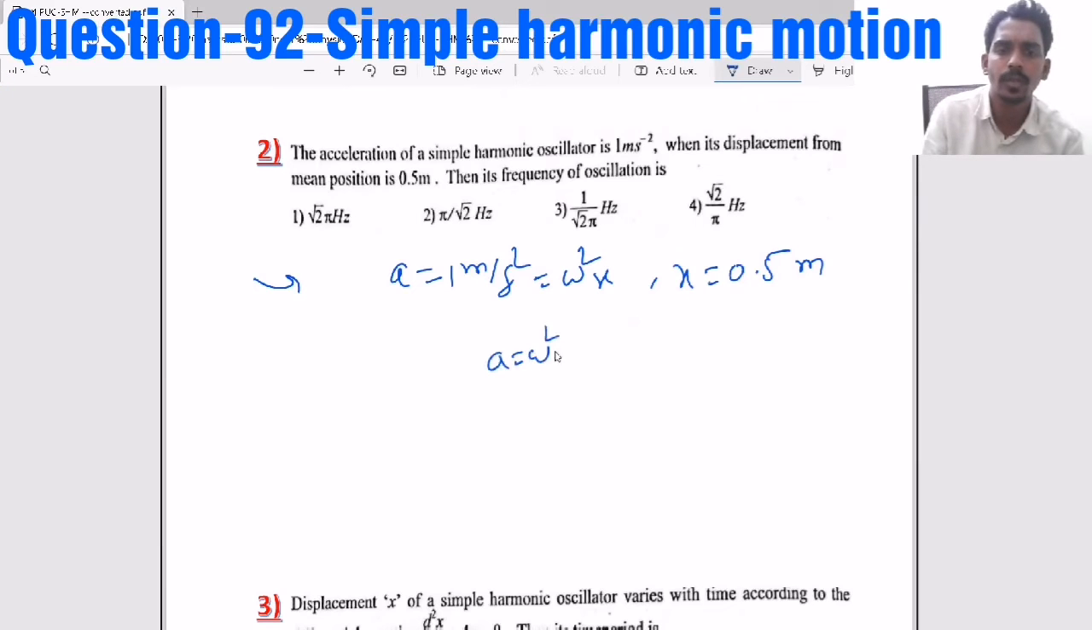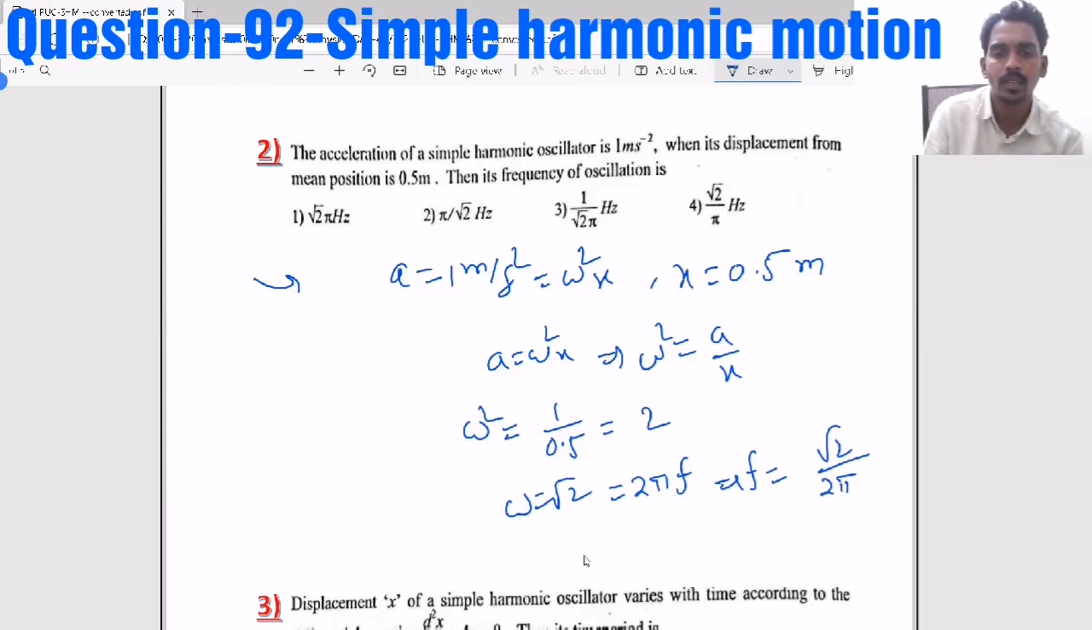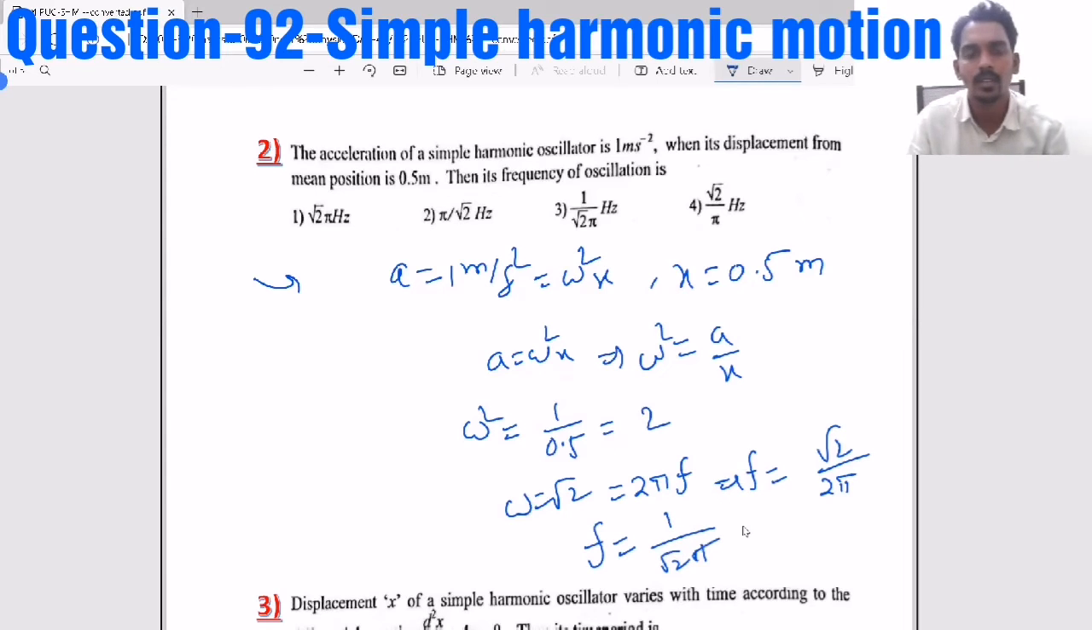So a equal to omega square x, then omega square equal to a by x. So first you find omega. A is 1, x is 0.5, that is 2 will become. Now omega equal to root 2, omega equal to 2 pi f. So frequency equal to root 2 by 2 pi, then frequency will become 1 by root 2 times pi. So this way, based on whatever parameters and formulas we have taken, you can solve the question.